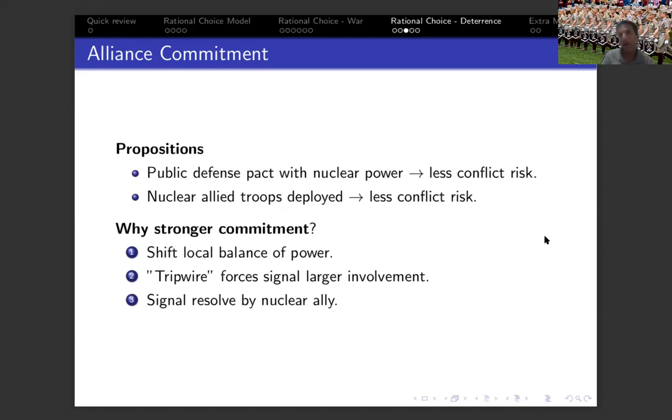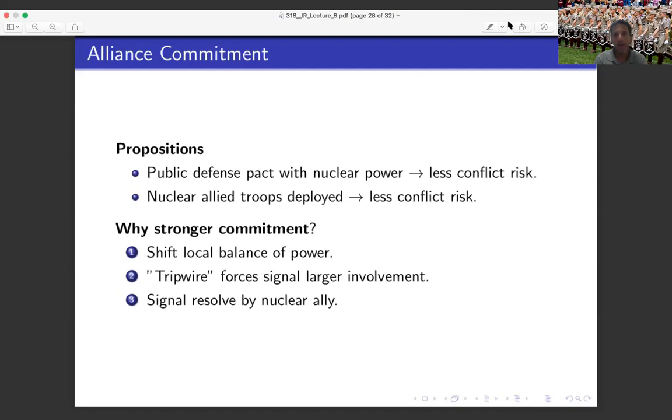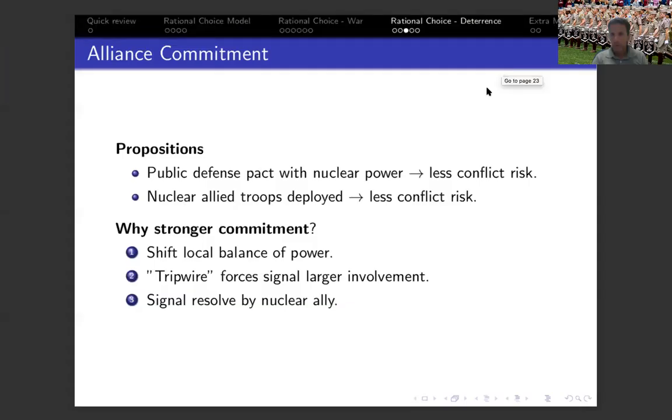And the third one is that by putting troops on the ground, the commitment presents a much stronger signal of resolve. It represents both political cost as well as economic cost and the risks of conflict in this case.